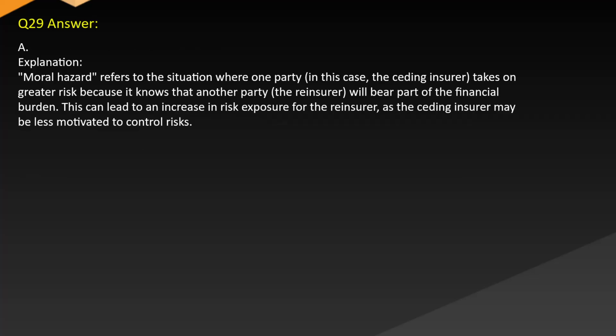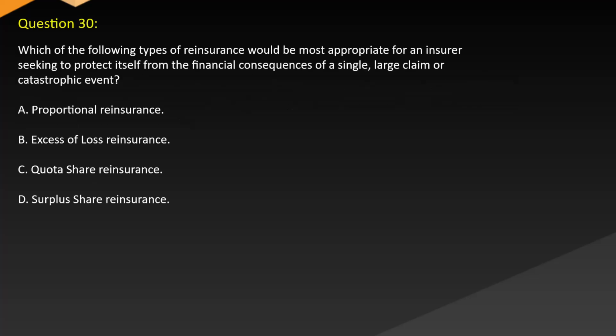Answer A. Explanation. Moral hazard refers to the situation where one party, in this case the ceding insurer, takes on greater risk because it knows that another party, the reinsurer, will bear part of the financial burden. This can lead to an increase in risk exposure for the reinsurer, as the ceding insurer may be less motivated to control risks.